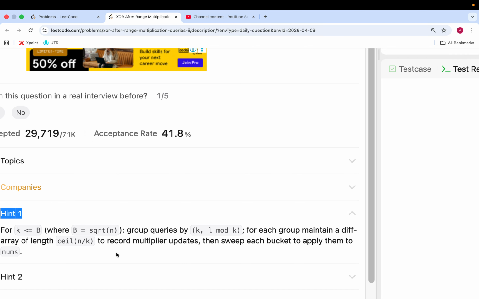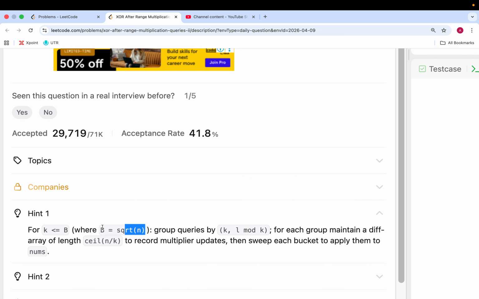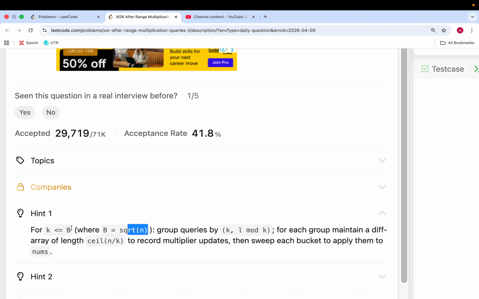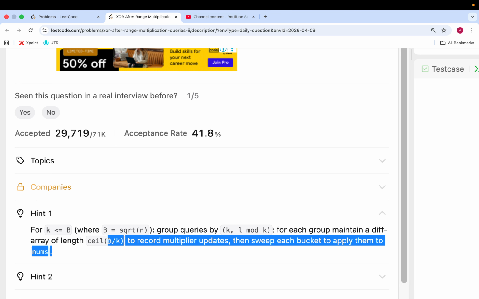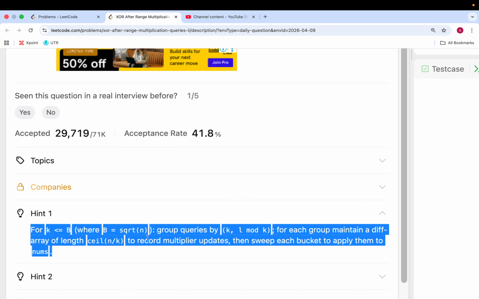Alright, here we go. Whoa, square root. For k less than or equal to b, what the heck is b? Where b is this? Oh, right, sorry. For k less than or equal to b, group queries by L mod k. What is L? Okay. Group the queries by how much you're incrementing by and the left. For each group, maintain a diff array of length ceil n over k to record multiplier updates. Then sweep each bucket to apply them to nums. Oh, of course. What did I just read?